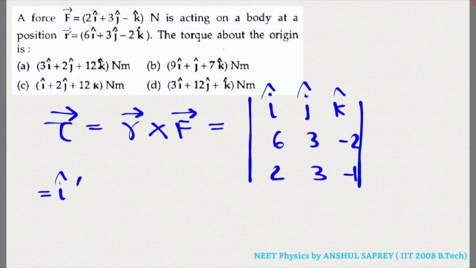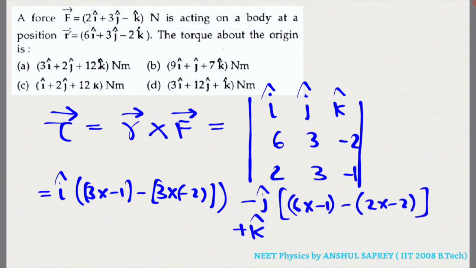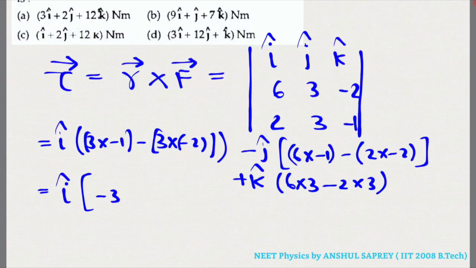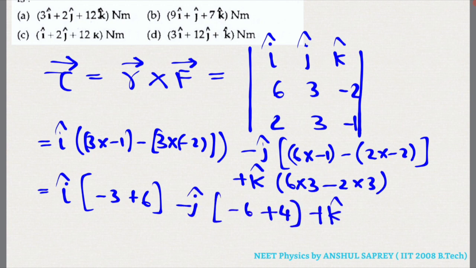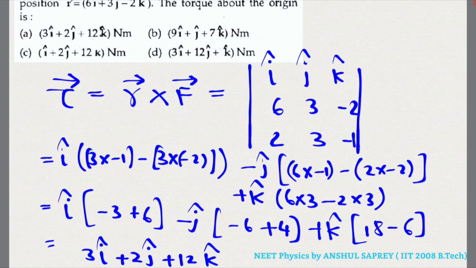i cap into 3 into minus 1 minus 3 into minus 2, then minus j cap into 6 into minus 1 minus 2 into minus 2 plus k cap into 6 into 3 minus 2 into 3, that is equal to minus 3 plus 6 i cap minus j cap into minus 6 plus 4 plus k cap into 18 minus 6. So 3i plus 2j plus 12k cap. So the correct option is A.